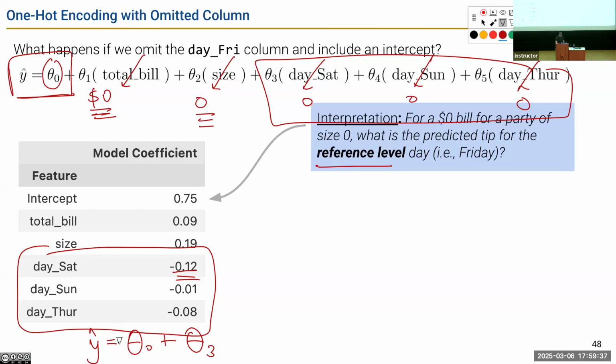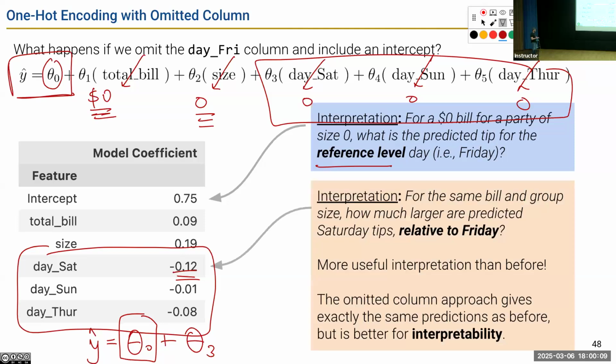So theta naught is the predicted tip on a Friday for a bill of size 0, or a bill of $0 and no size, no people there. What is theta 3? It's the change in the size of the bill. So I expect, relative to Friday, that tips on Saturday for the same size bill in the same number of people will be 12 cents lower. Does that follow expectations? Yeah, Friday nights are pretty popular. Maybe Saturday people don't give as large of tips. Okay, so we get this nice interpretation.